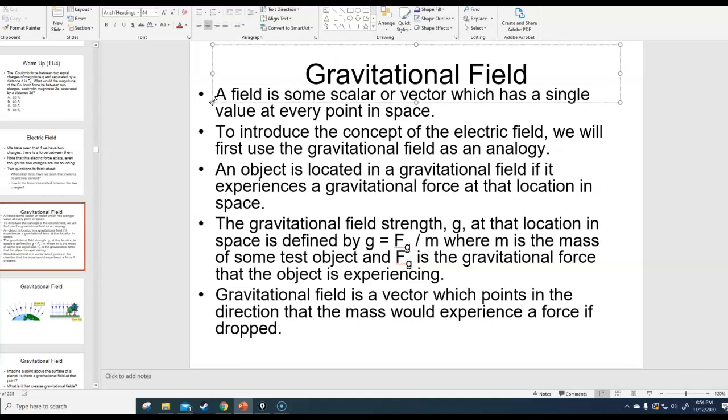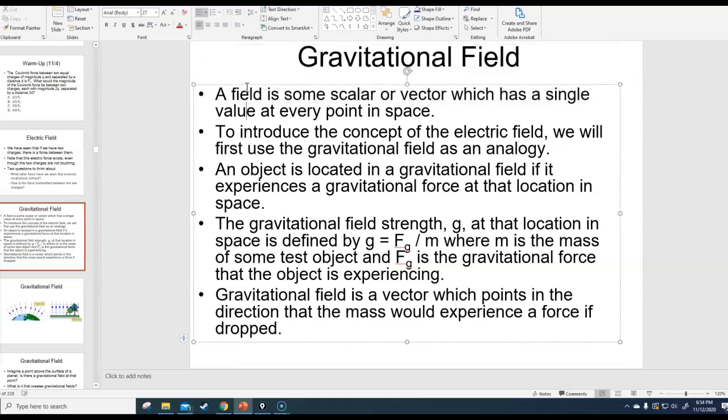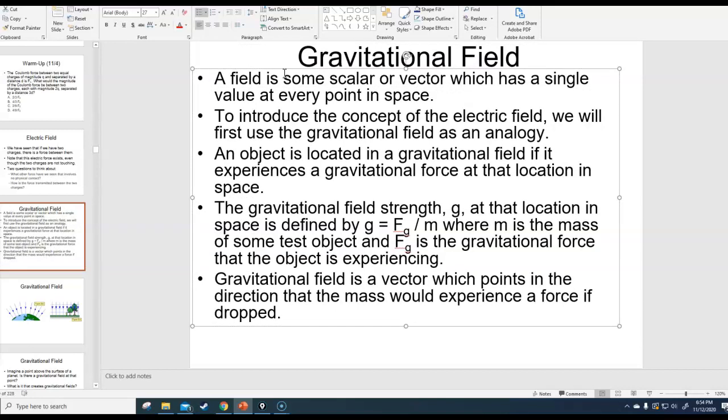Okay, so first of all, I should tell you what I mean by a field. In the mathematical sense, a field is some scalar or some vector which has a single value at every single point in space. Just to give you an example, you could have a temperature field. At every single point in space in the universe, there is one and only one temperature at that point. Of course, you can have different units of temperature, but you can't have two temperatures at a single point in space. That doesn't make any sense.